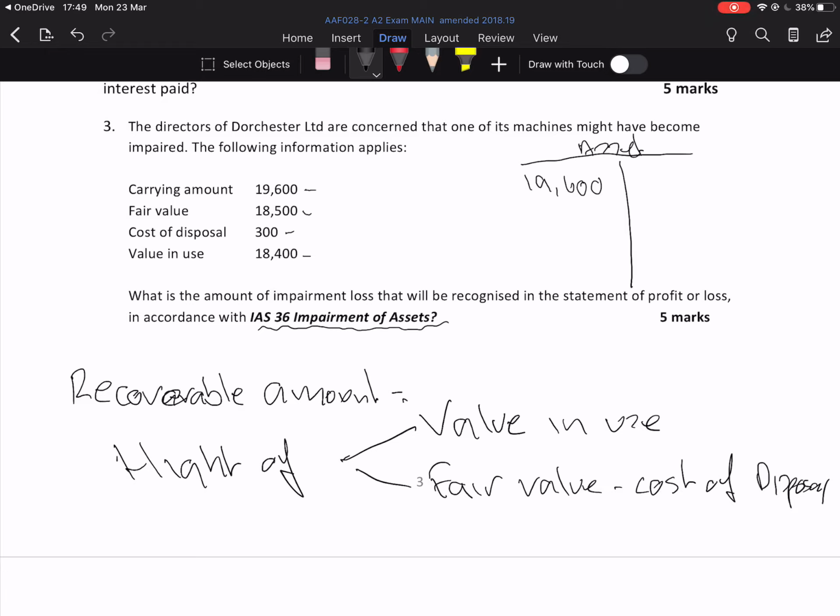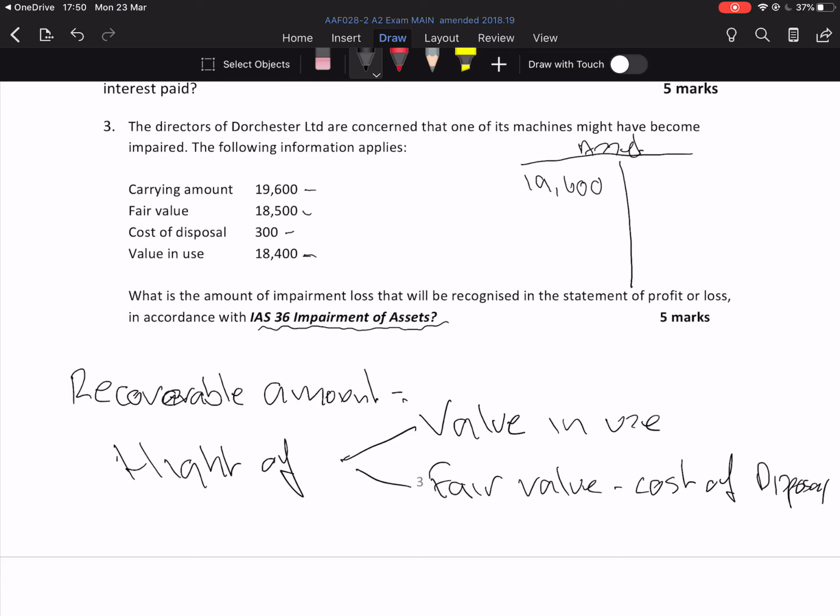So first of all, let's just define a couple of terms. So the value in use is basically, it says 18,400, is defined as being the value of the asset related to the cash flows generated by it. I'll say that again. So it's the net present value of the cash flows generated by the asset it's currently being used by the owner. So in other words, what the value of it is for the cash flows that it generates.